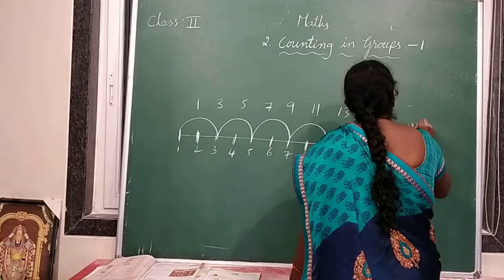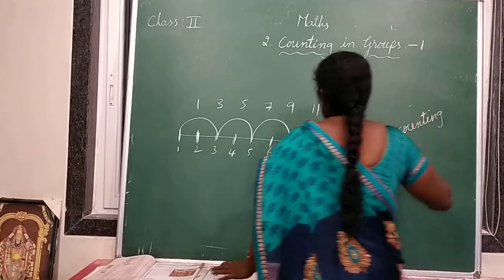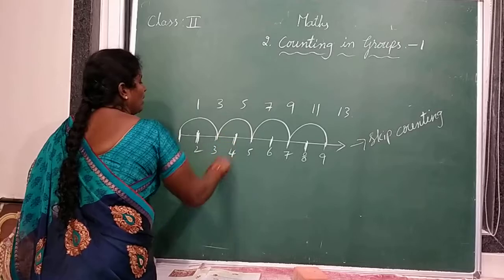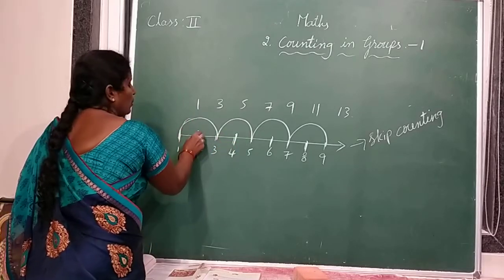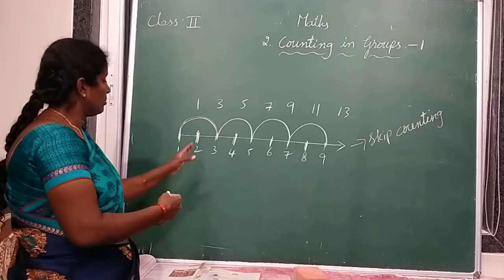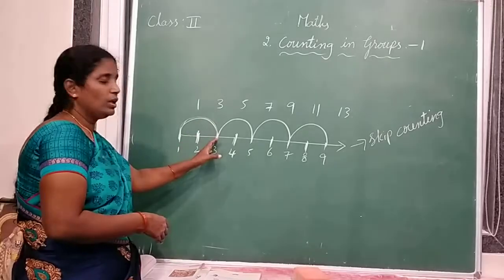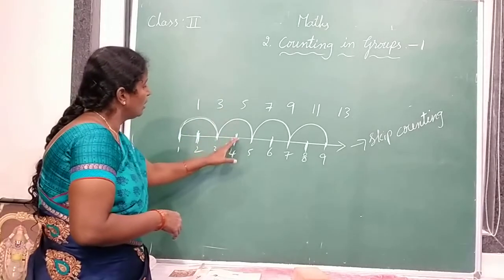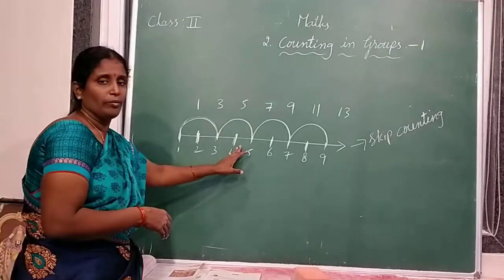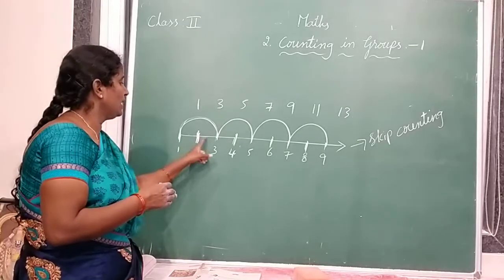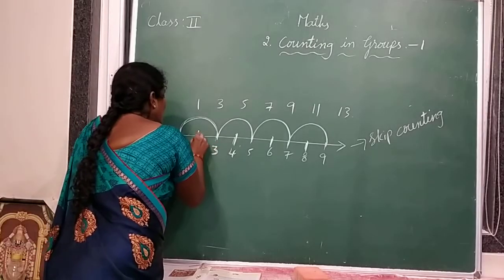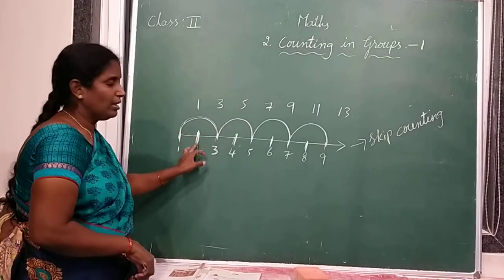It is nothing but skip counting. Okay children, this is nothing but skip counting because here I am skipping one number. Actually 2 comes after 1, but I am not taking 2. So after 1, skipped 2, reached 3. Again after 3, skipped 4, so reached 5. So again skipped 1. That means we are taking only one number, we are leaving one number.